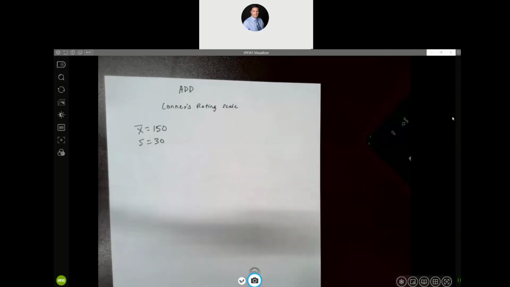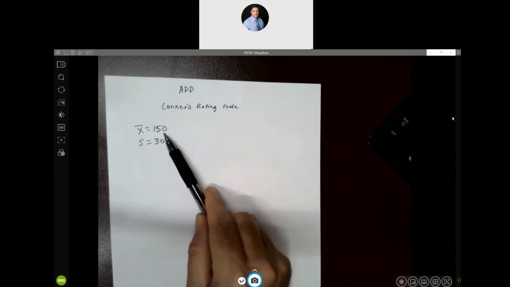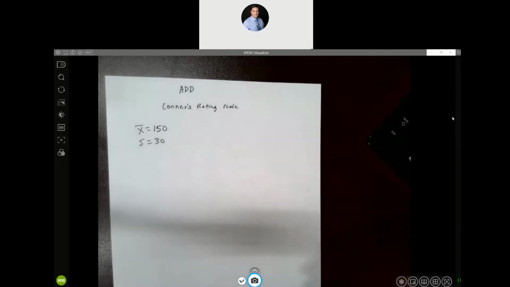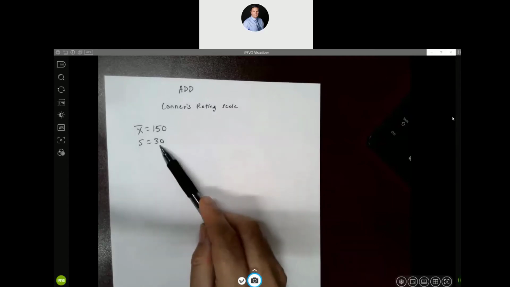And this tool has been used for 40 years by psychologists to diagnose kids with ADD. And so we know that the average score on a Conners rating scale is 150 out of all boys. Well, I should say specifically boys between 5 and 18 years of age, with a standard deviation of 30.